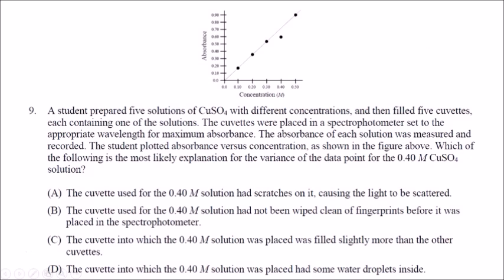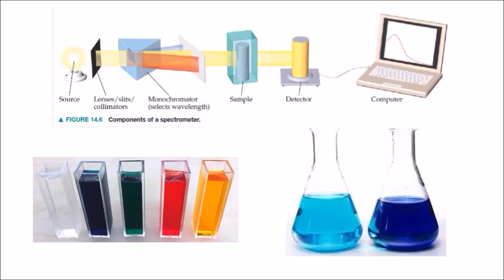Number 9 involves an experiment in which we have solutions of copper sulfate with different concentrations, and the absorbance is measured using what's called a spectrophotometer. So what exactly is a spectrophotometer? In this experiment, they're going to put these solutions into a little cuvette, which is a square holder that's going to hold the solution. Light is traveling through the solution, and then it's going to reach a detector.